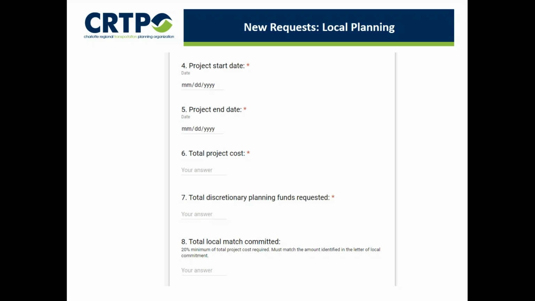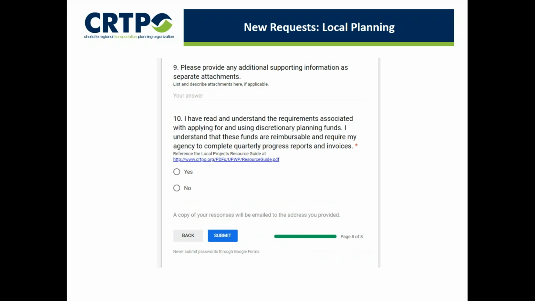For questions 6 through 8, state the total anticipated cost, the request amount, and the local match of at least 20%. Typical awards in the past have ranged from $50,000 to $150,000. You do not need to fill out a budget attachment document as part of your application for local planning project funds. However, if you have any supporting documentation related to your proposed project, you may submit those attachments.